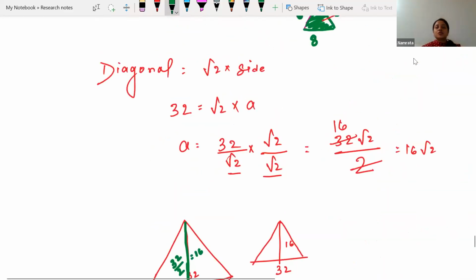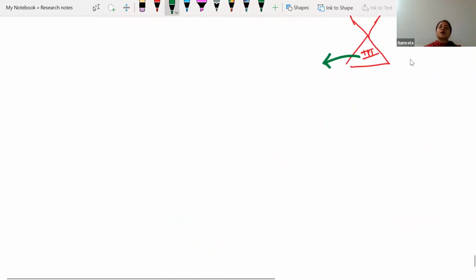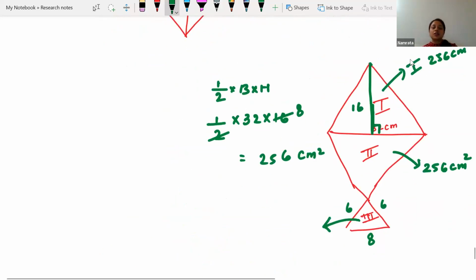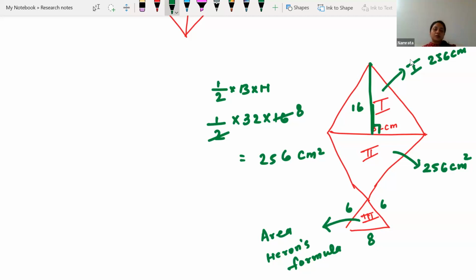What we know about the third portion is that the base is 8 and it's an isosceles triangle. Here we can apply Heron's formula to find the area. That's it. It's very simple, right? This much only calculation is there. Can you see it? Yes, ma'am. Here we will find the area by using Heron's formula, because all the three sides are known. Is it clear to everyone? Yes, ma'am. Okay, let's move to the next one.